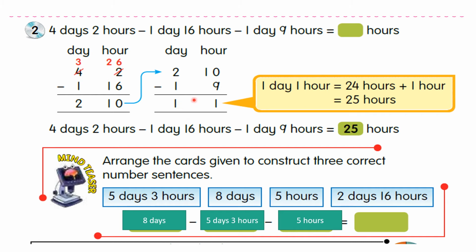What do you get? You will get 1 day, 1 hour. But the answer they ask for is in hours. So 1 hour you just keep like that. Just change this day to hours. 1 day equals 24 hours. They state here, 1 day equals 24 hours. And then plus this 1 hour becomes 25 hours. So the answer here is 25 hours. That's it. Okay.